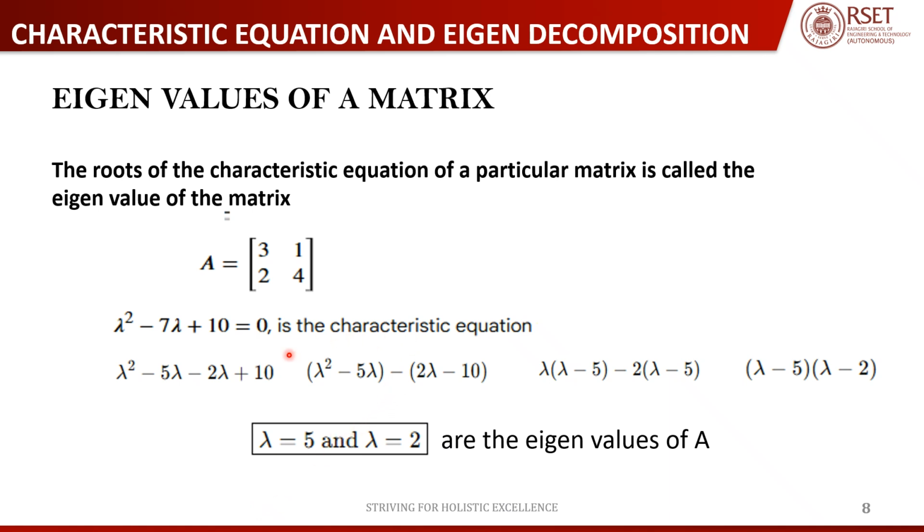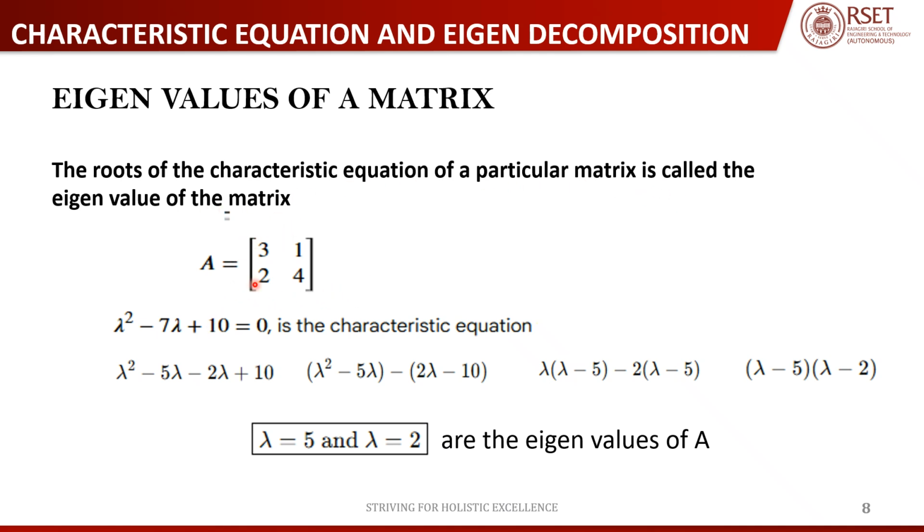So you can factorize them. We know how to factorize a second degree polynomial or a third degree polynomial, and then the roots of that characteristic equation are called the eigenvalues of the matrix. So coming to the definition, the roots of the characteristic equation of a particular matrix are called the eigenvalues of the matrix.